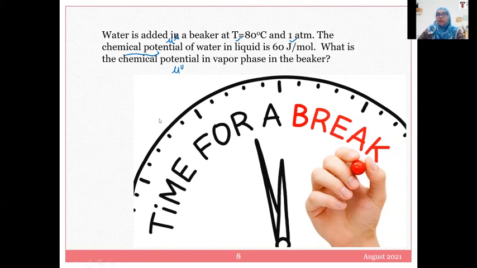Okay, I believe you already have the answer for this question. Since the system can be considered in equilibrium, the chemical potential in the liquid phase equals the chemical potential in the vapor phase. So the chemical potential in the vapor phase equals 60 joule per mole. So we can get the answer.